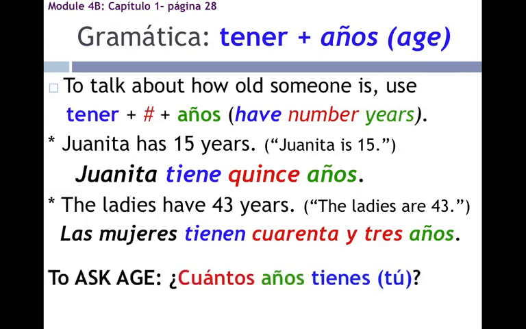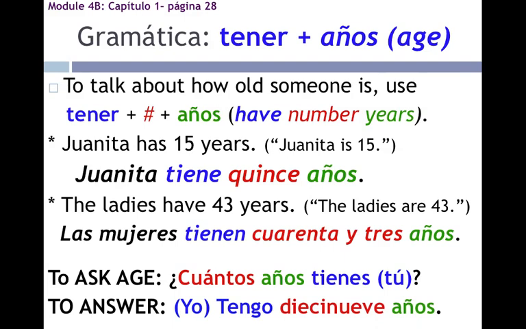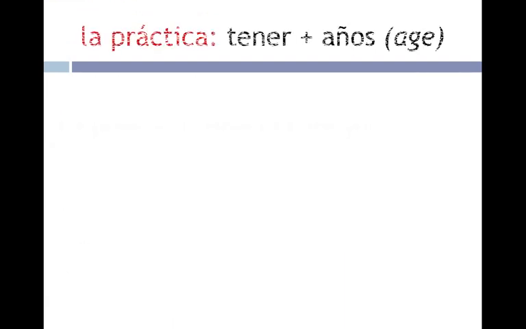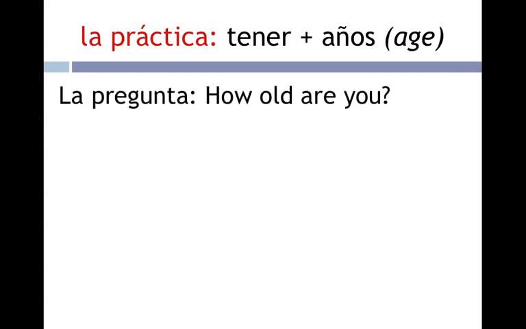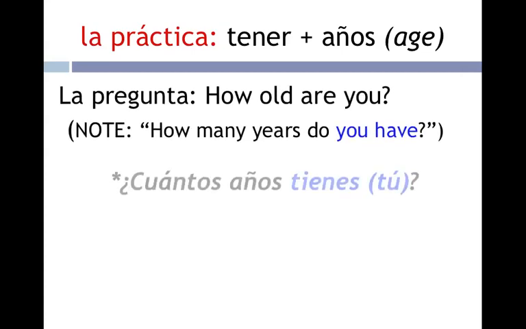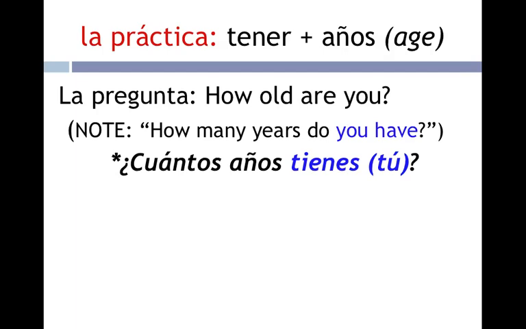So let me ask you the question now. ¿Cuántos años tienes? ¿Cuántos años tienes tú? So answer the question and tell me how old you are. Don't say yo soy. Don't turn yourself into a number. Yo tengo, and give your number and your years. Bien. La pregunta, once again, ¿cuántos años tienes? How many years do you have?